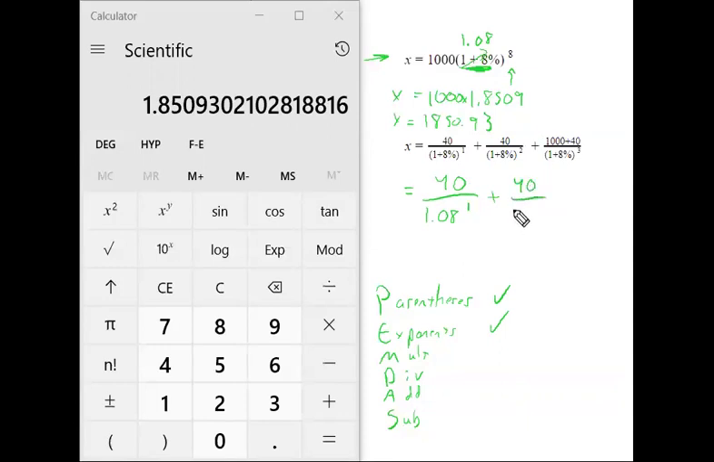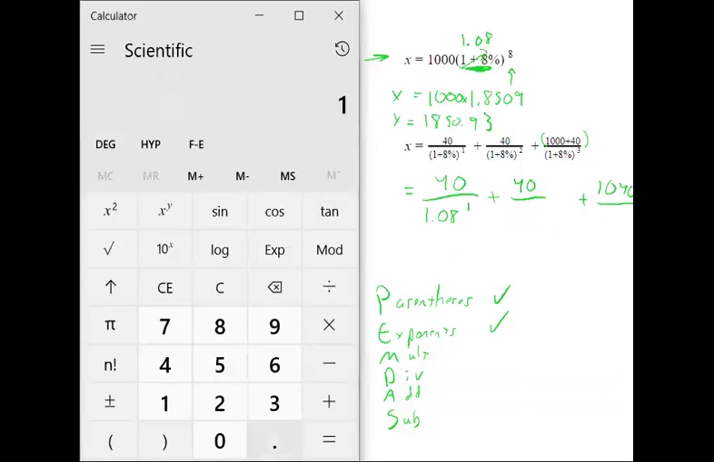And then 40 over 1.08 squared plus, and then there are, it turns out, on the top of a fraction, implicit parentheses. So I can combine this 1,000 plus 40, even at the very first step. 1,040 divided by 1.08 cubed. Ooh, that's when I'm going to have to put it into my calculator. I guess I should even put this one into my calculator.